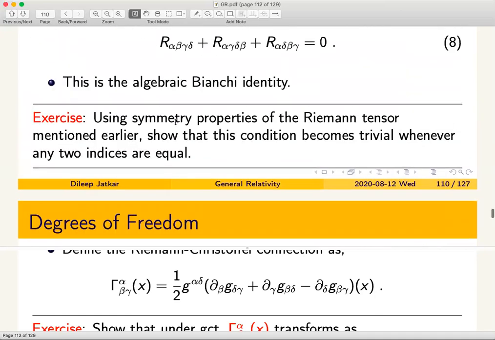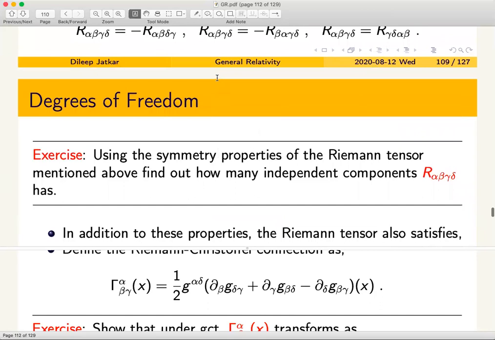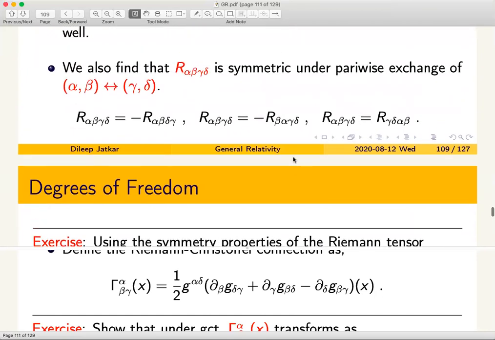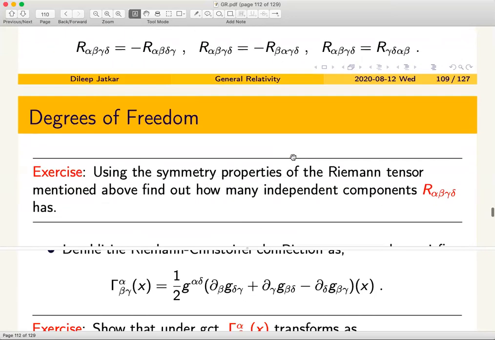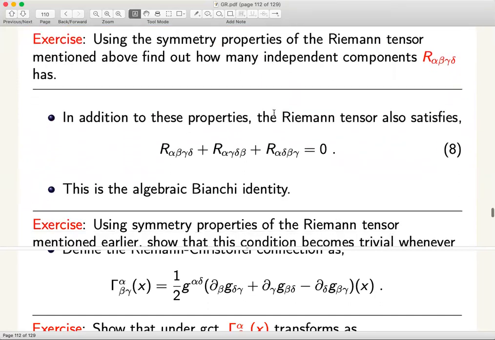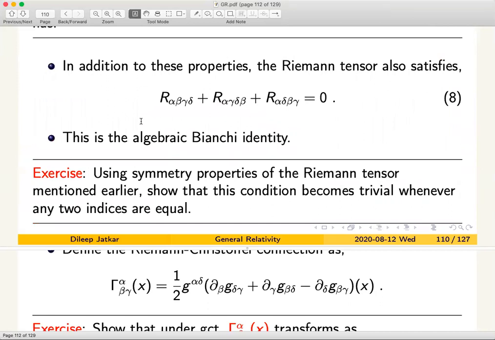So the number of degrees of freedom that you would have computed by doing this exercise using these symmetries does not restrict the Riemann tensor completely, but the algebraic Bianchi identity imposes one extra constraint. So the number of independent components obtained by doing this exercise would be reduced by 1, because of the constraint that the Riemann tensor in the covariant form should satisfy the algebraic Bianchi identity.